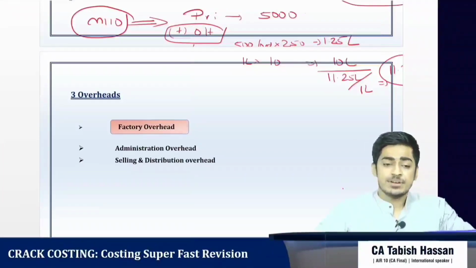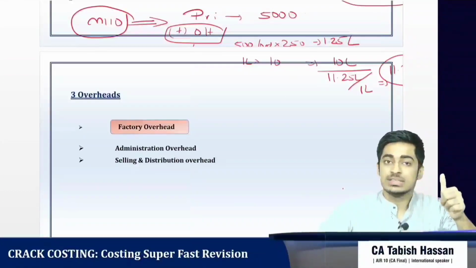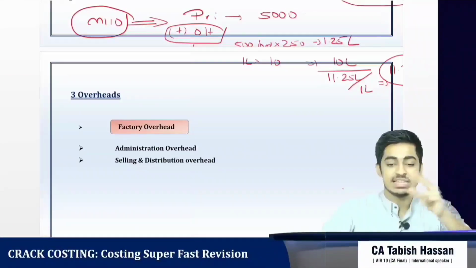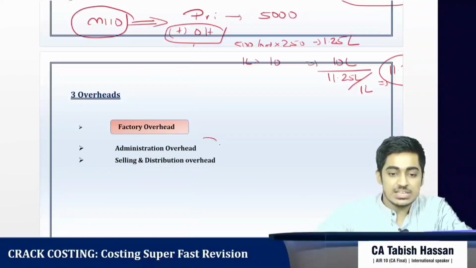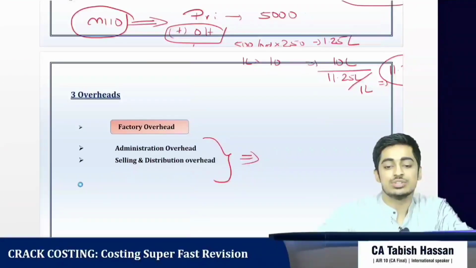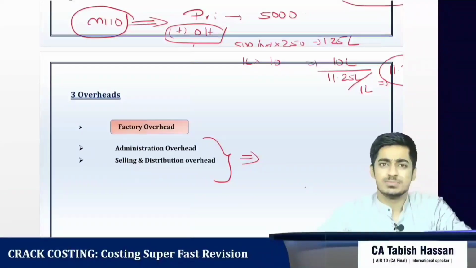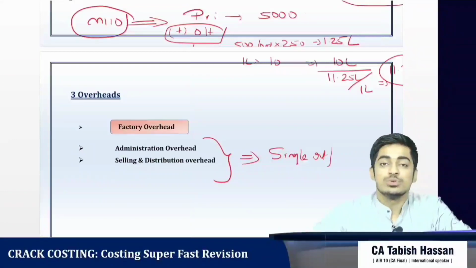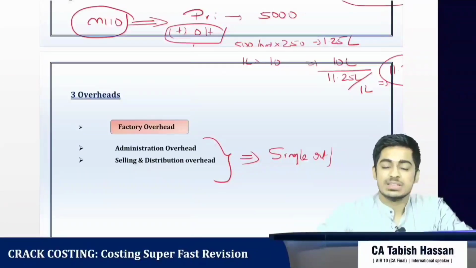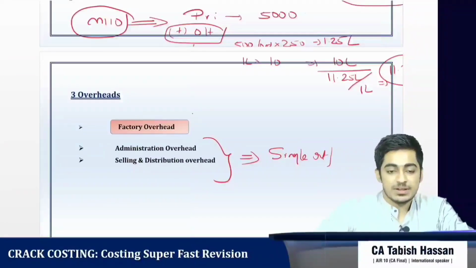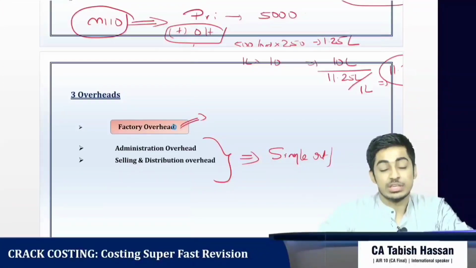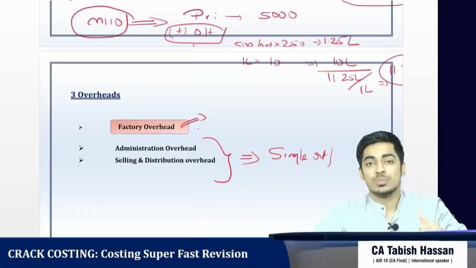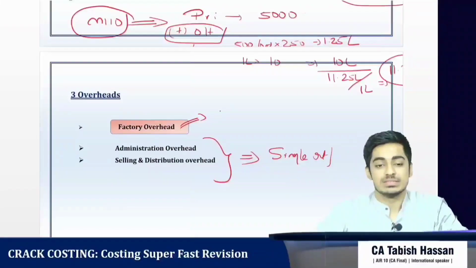We have three different overheads, that is factory overheads, administration overheads, and selling and distribution overheads. Generally, administration overheads and selling and distribution overheads are very simple. So we generally use the single rate or blanket rate method to distribute overheads in the selling and administration department. But factory overheads are complex. They involve so many activities, so many different departments.